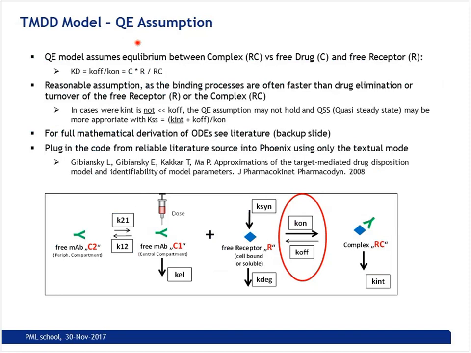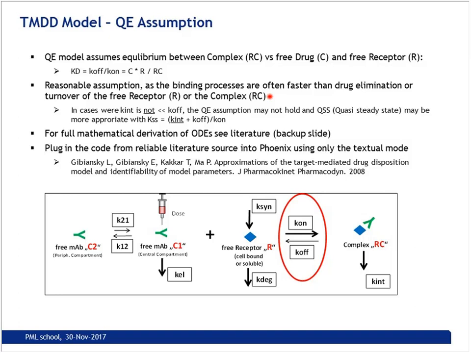This assumption assumes an equilibrium between the complex on the one side and the free drug and the receptor on the other side. And what you can then mathematically do is take the two rate constants, K off and K on, and assemble them in the affinity constant KD, which then means you will have to deal only with KD in your models and no longer with K off and K on. This may be a reasonable assumption, as the binding processes are often faster than the drug elimination or the turnover of the receptor or the complex. There may, of course, also be cases where it is not applicable to assume an equilibrium.